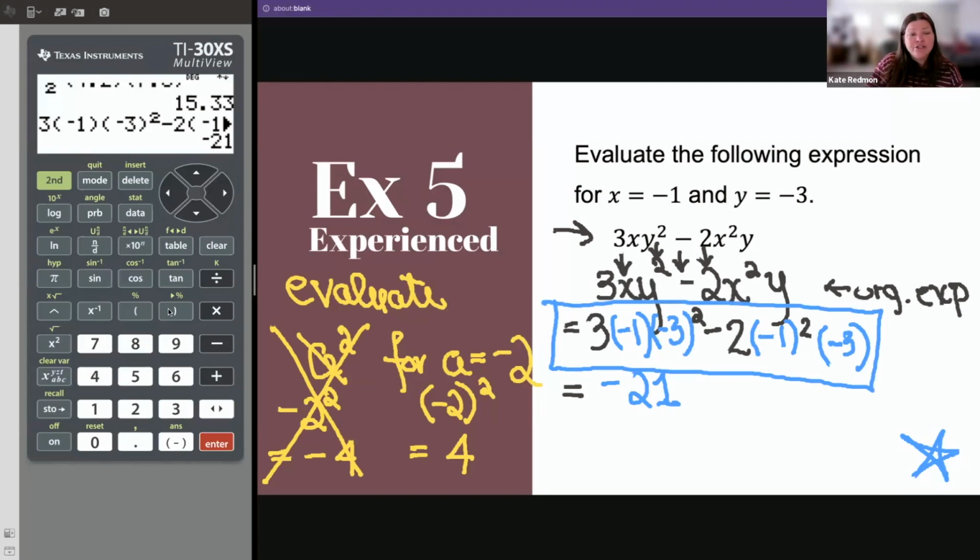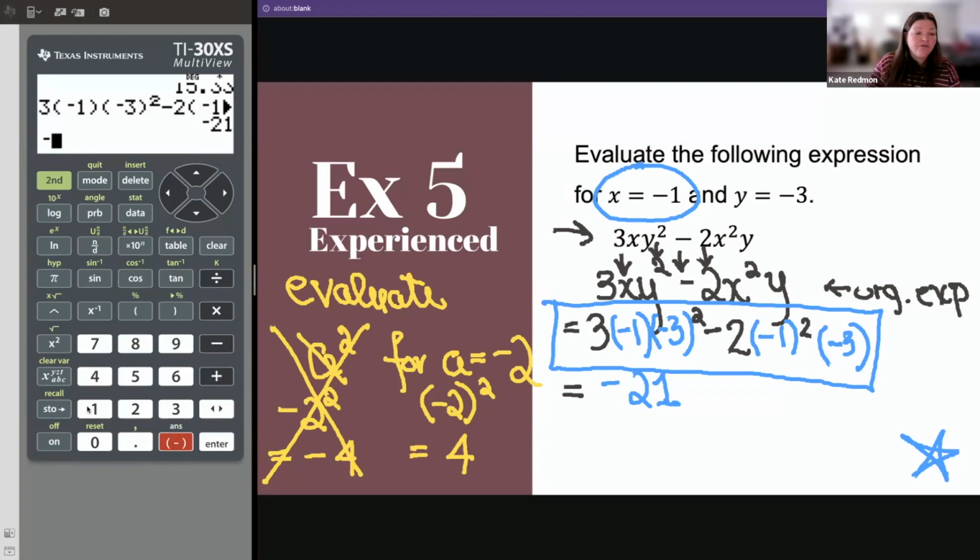If you remember to do the substitution in your calculator, you have to first store the values of the variables. So I know what X is equal to. Let me communicate that to my calculator. So -1, and I'm going to store that, pressing the variable button for X, and I press enter. I've just told my calculator that every time you see an X, it means -1.